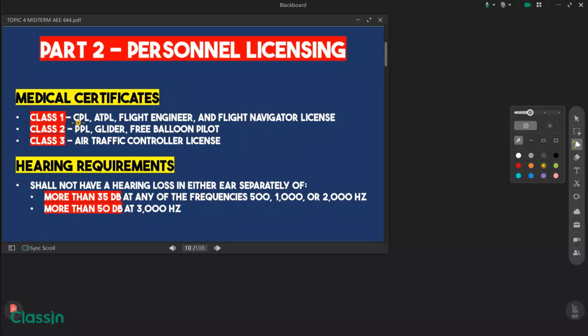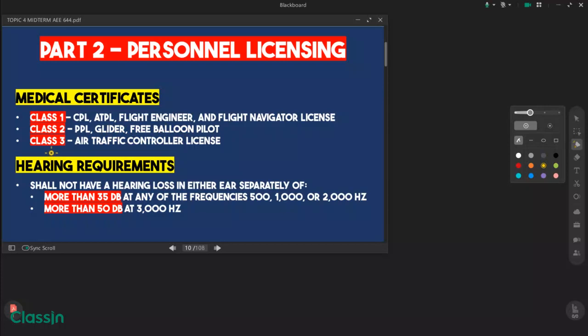So we have CPL or Commercial Pilot License. We have ATPL or Air Transport Pilot License, Flight Engineer, and Flight Navigator License sa ating class 1. So in our class 2 naman, we have the private pilot license or what we call as the PPL. We have the glider, free balloon pilot. Then we have the class 3, we have the air traffic controller license natin.